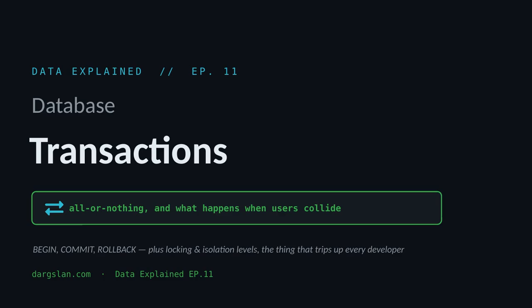I'm episode 11, and today we're tackling one of the most fundamental ideas in databases, transactions. At its core, a transaction is about two things: making sure a group of writes either all succeed or all fail, and keeping things sane when multiple users hit the same data at once. We'll walk through begin, commit, and rollback, then get into locking and isolation levels, the part that, honestly, trips up just about every developer at some point.